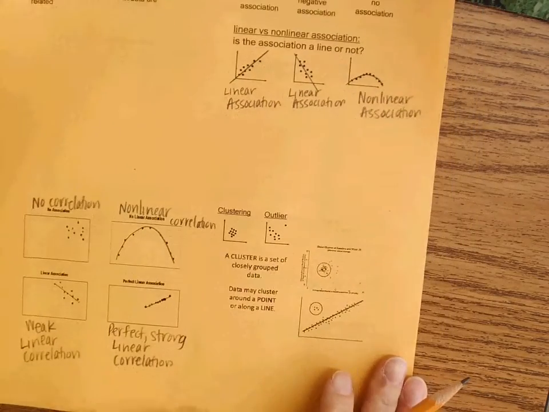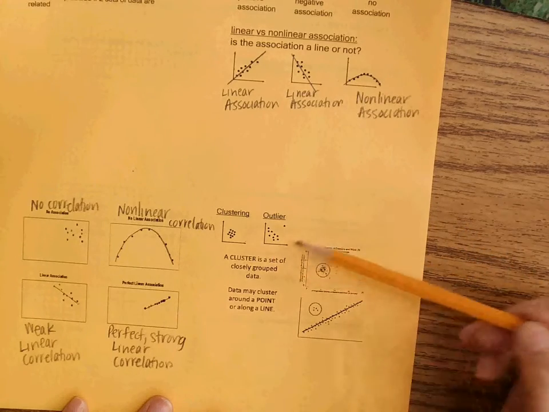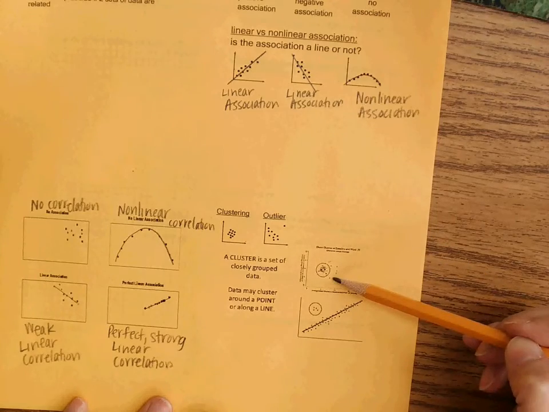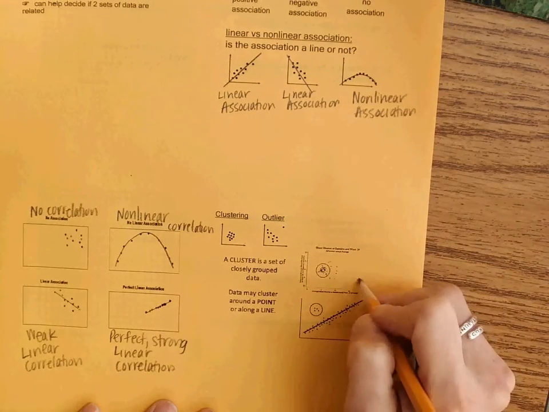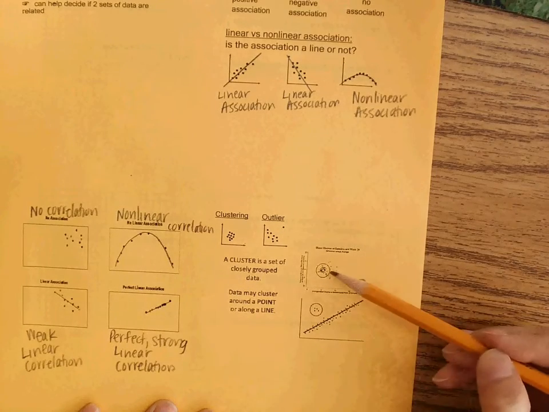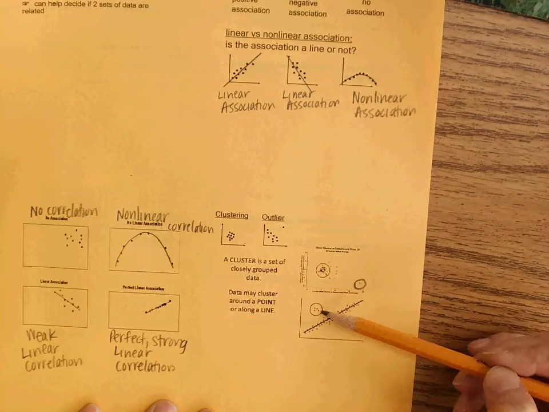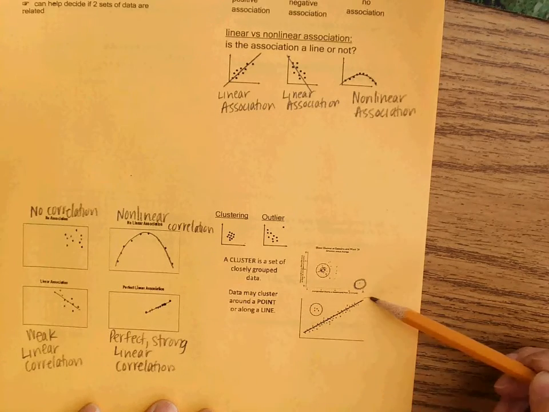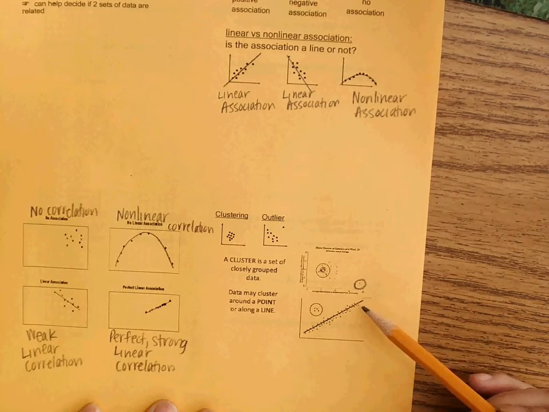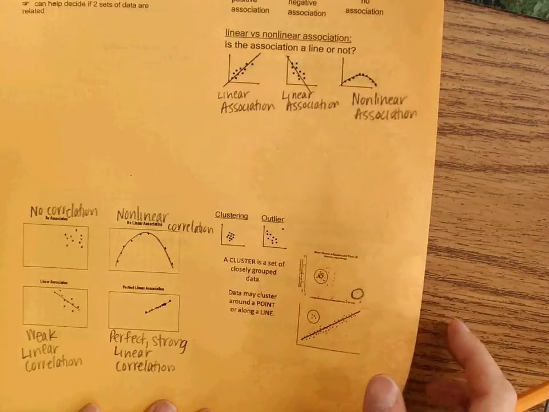Now just to talk about a few other things, we have something called clustering and an outlier. And I have some examples of that. A cluster is a set of closely grouped data. And if you look over here, this would be considered my outlier. It is not close to the rest of the data. Data may cluster around a point, like so, or along a line, okay? And so when it's clustering along a line, we could also create that line of best fit. So they work hand in hand on that.